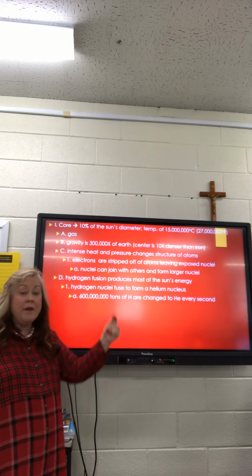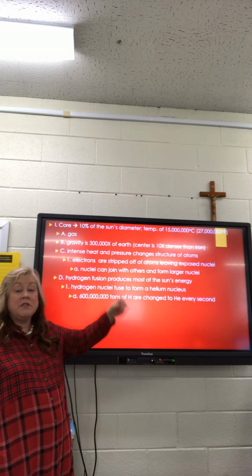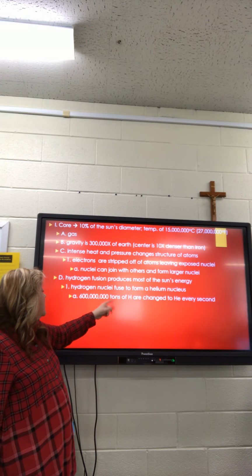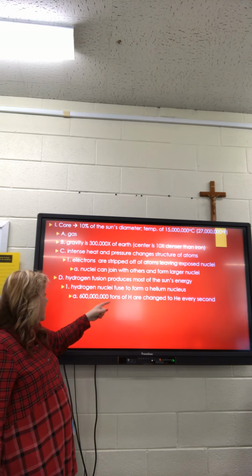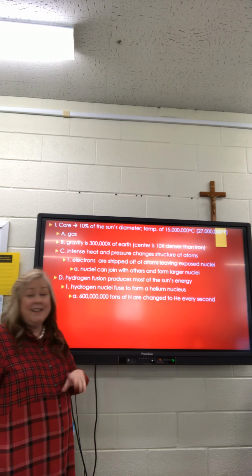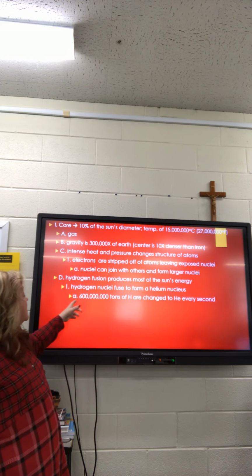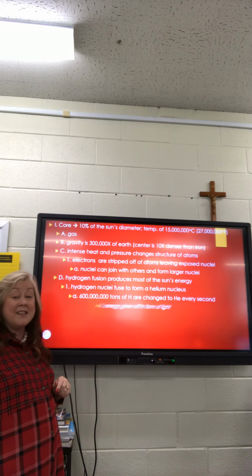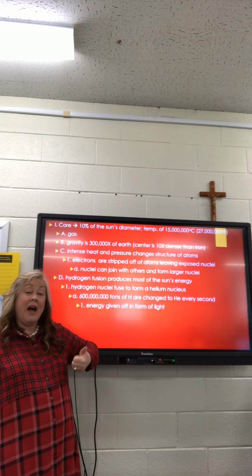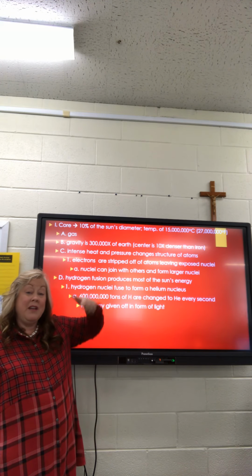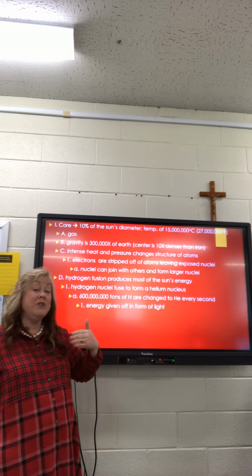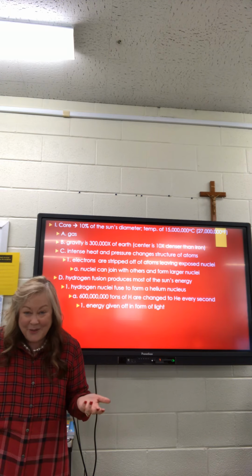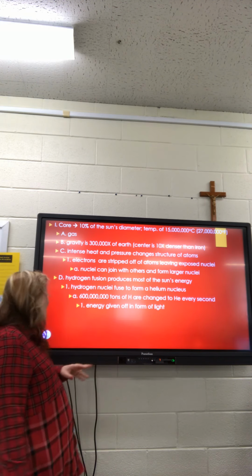Every second, 1 Mississippi, 2 Mississippi, 3 Mississippi, 4 Mississippi. Every second, 600 million tons of hydrogen are changed to helium. That's a lot. Eventually, the amount of hydrogen will be decreasing, but the amount of helium will be increasing, because you're changing it. Eventually, the hydrogen will run out and helium will increase.